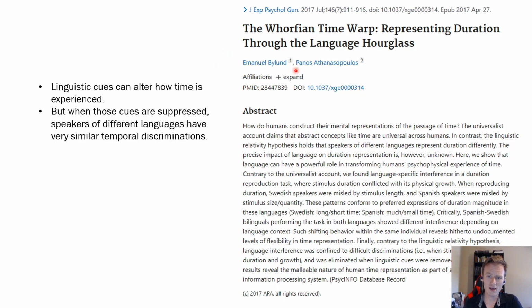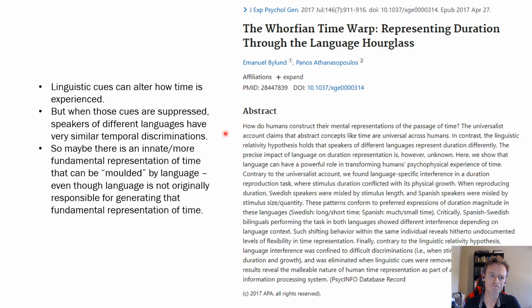A finding in this study was that when the linguistic cues were suppressed, the speakers of different languages had very similar temporal discriminations. So that suggests that if you are not using language to make the discrimination, then there's some background capacity that's shared between speakers of different languages, and they make similar temporal discriminations. So that might suggest that there's an innate or more fundamental representation of time that could be molded by language, even though language is not originally responsible for generating that representation of time.